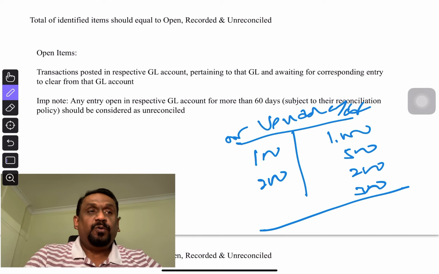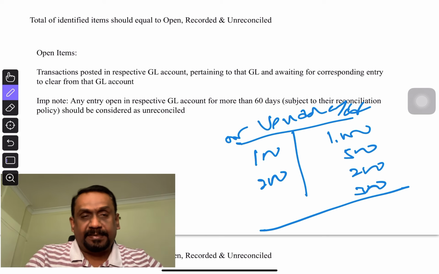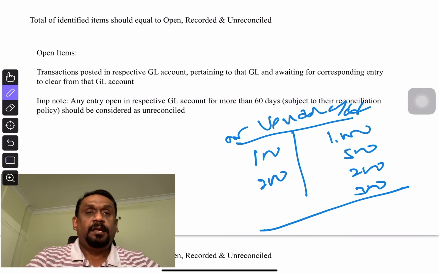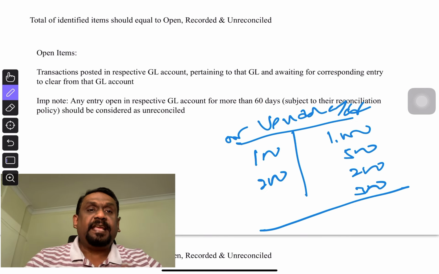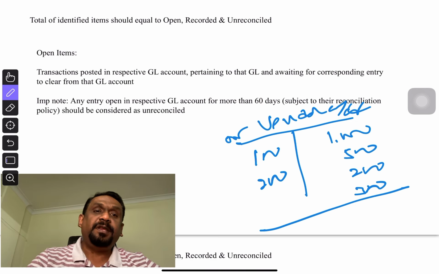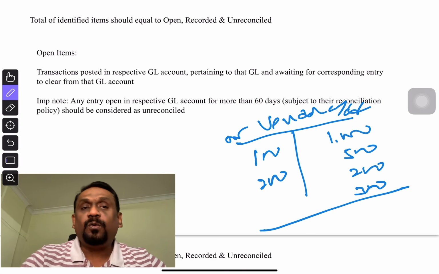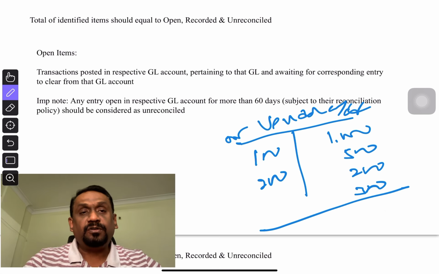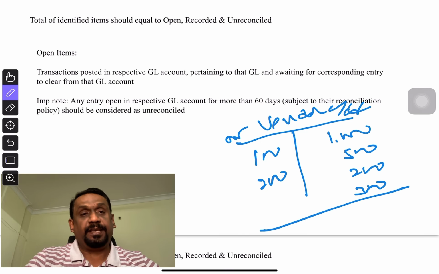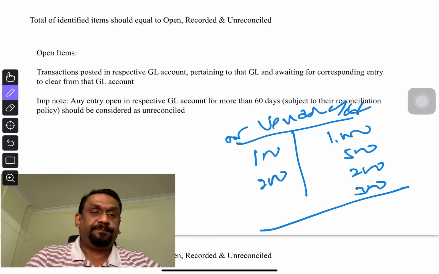Now, when we classify those transactions into open item, recorded item, and unreconciled item, you need to understand what to do with those categories. If it is an open item, what am I supposed to do? If it is a recorded item, what am I supposed to do? If it is an unreconciled item, what am I supposed to do? To take necessary action for these three categories of items, first you need to understand the meaning of open item, the meaning of recorded item, and also the meaning of unreconciled item. I am going to explain each topic now.